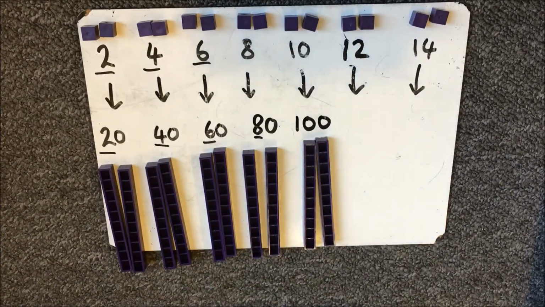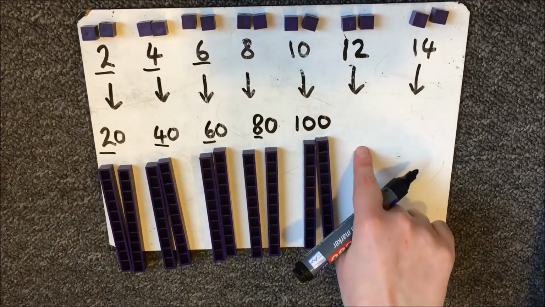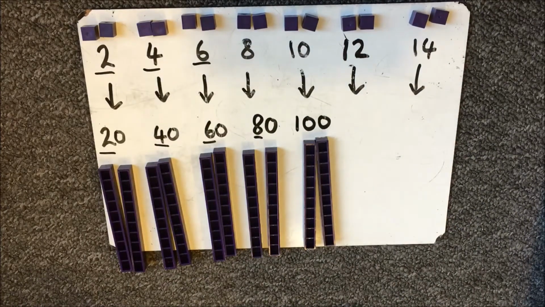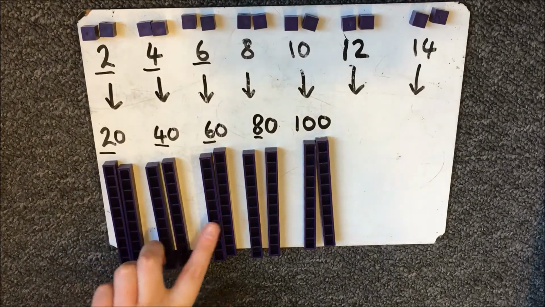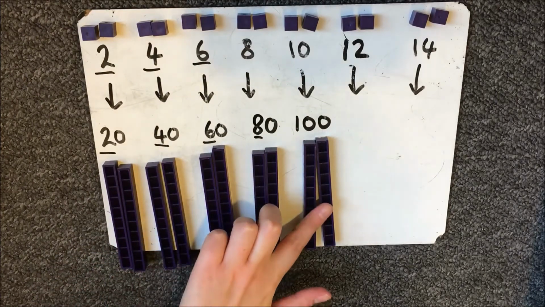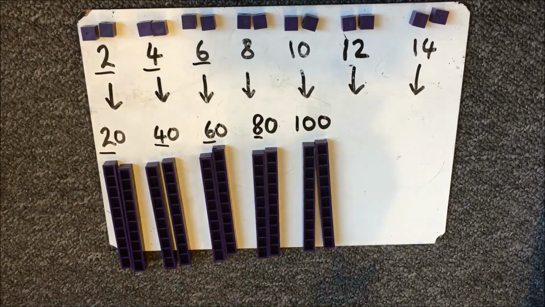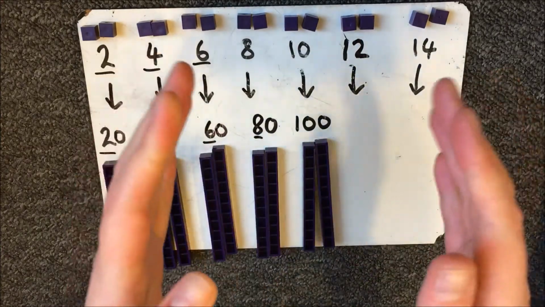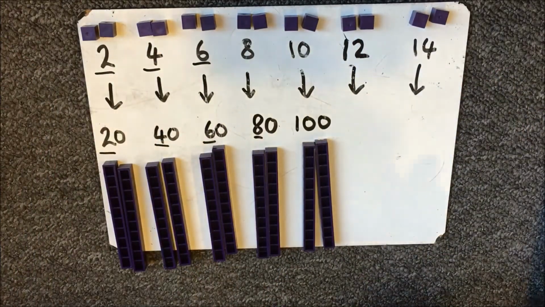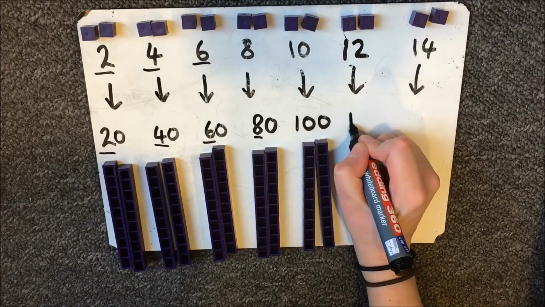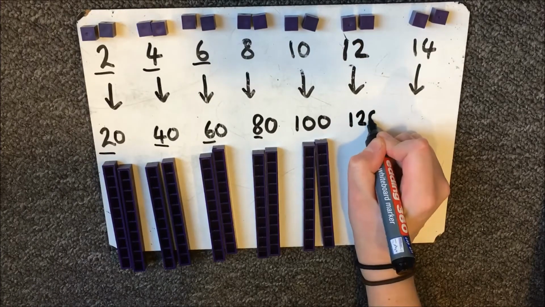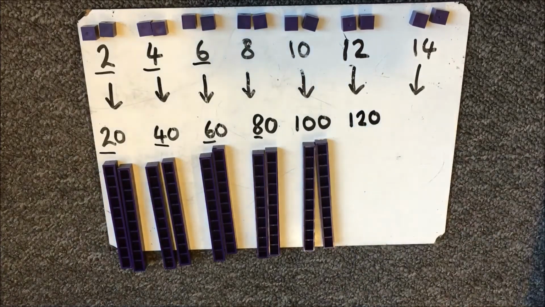Then what happens when I get to 12? What's my next one in my 20 pattern? 20, 40, 60, 80, 100. My 12 has to get 10 times bigger. So it's going to become 120. Good job. Need to get more tens out. It's becoming a huge number.